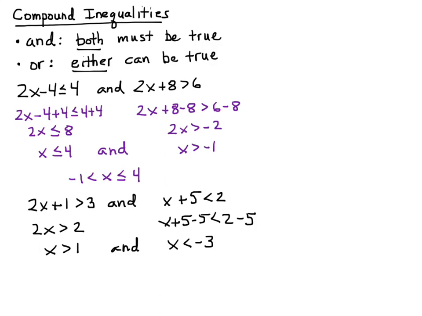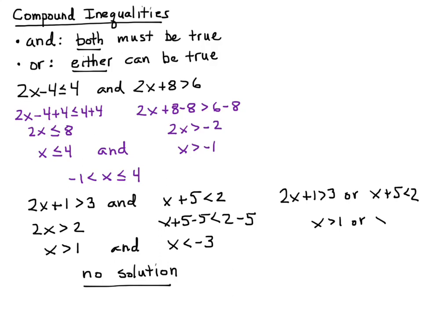That can't be true, right? You can't be more than 1 and less than negative 3. So in this case, we have no solution, even though it looks like we have perfectly valid algebraic expressions. Now, if we change that word to or, the inequalities are the same, and I get x is greater than 1 or x is less than negative 3. By or, I'm okay. I certainly can be one or the other. I don't have to be both at the same time.